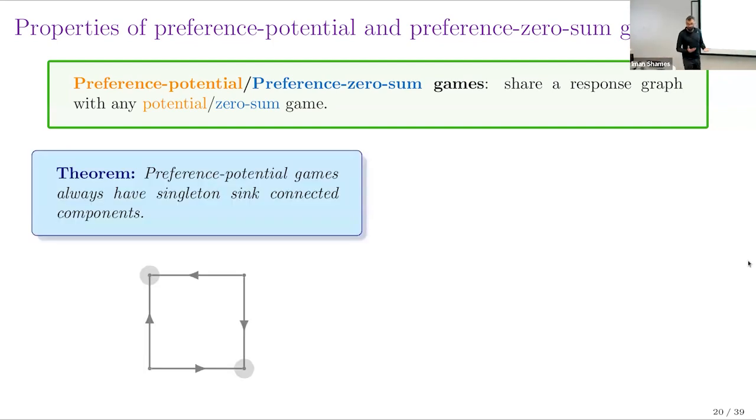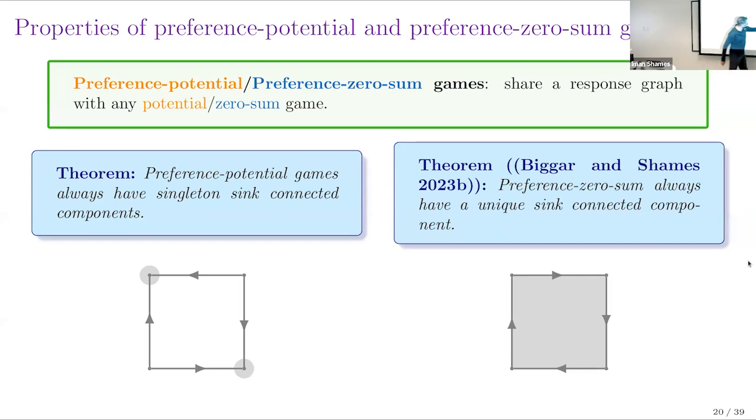Okay, now we have these two archetypical games. We can use them to construct classes of games. So we have preference potential and preference zero-sum games. They are all the games that share the same response graph with any of the corresponding potential or zero-sum games. So they define an equivalence class. A preference potential game would always have singleton sync-connected components, so they would have singleton sets. Preference zero-sum games always have a unique sync-connected component.